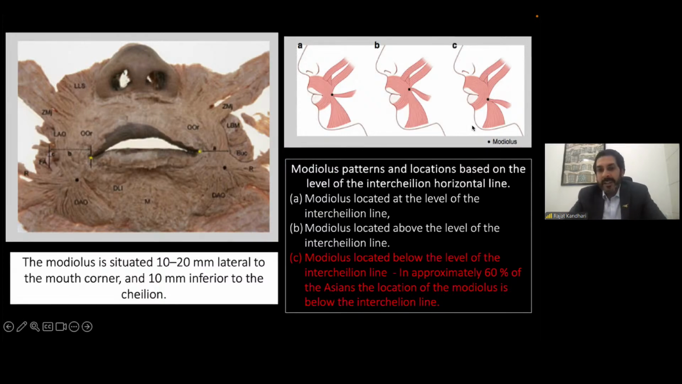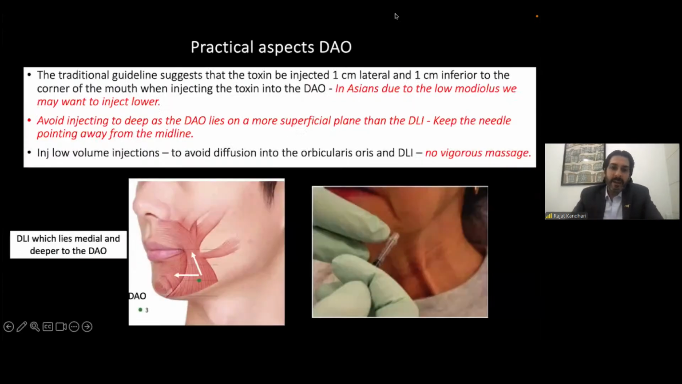But what is highlighted in the red says that the modiolus is located below the level of the interchelion line in about 60% of Asians, which means that there are many books which will tell us to just go about a centimeter or two below the interchelion line and inject the DAO. But when we're injecting in Indians, it's ideal to stay even further below, where the muscle is the broadest, as you can see in this photograph. And you see that the muscle here is superficial.